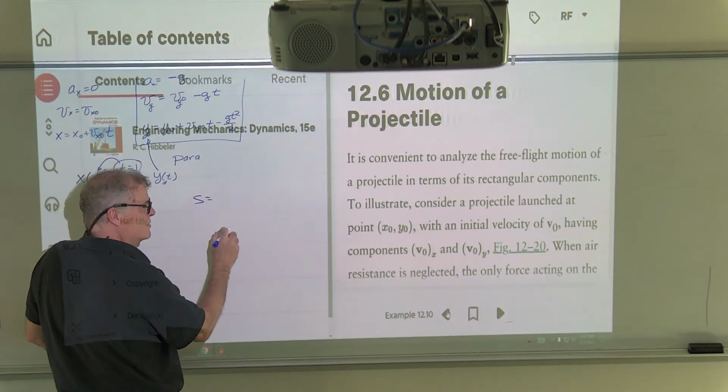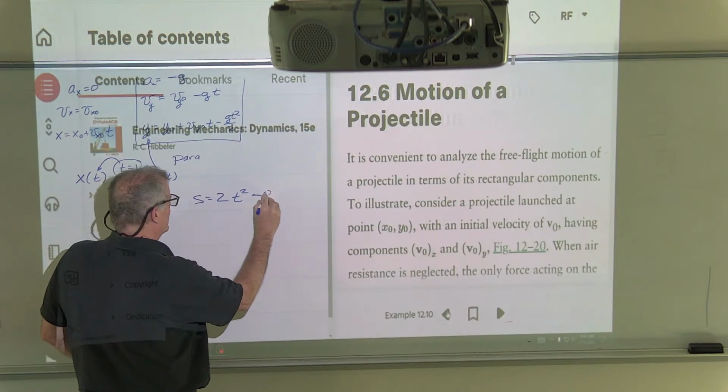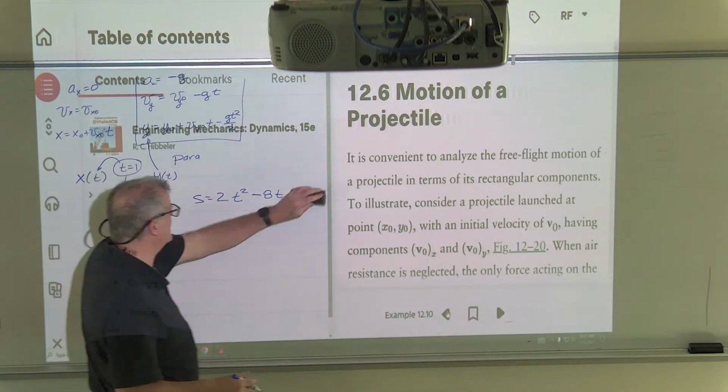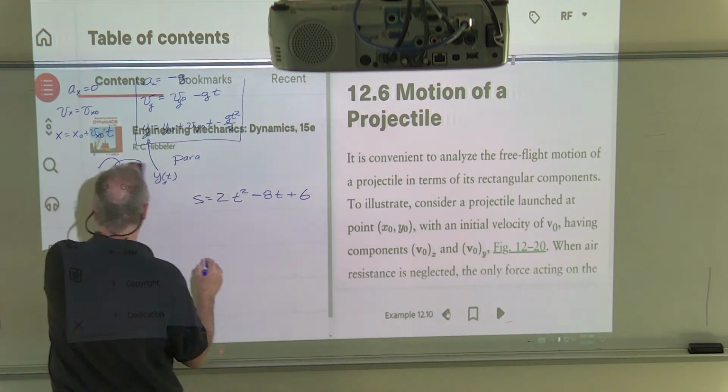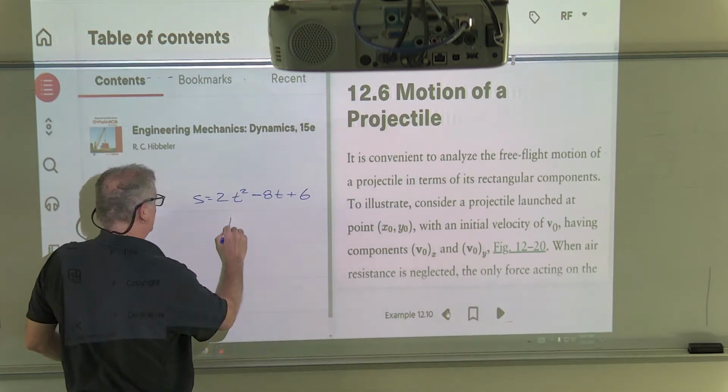S is equal to 2t squared minus 8t plus 6, at t equal to 3.